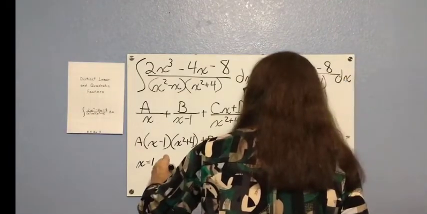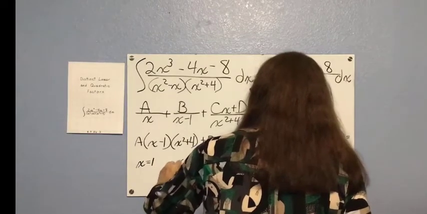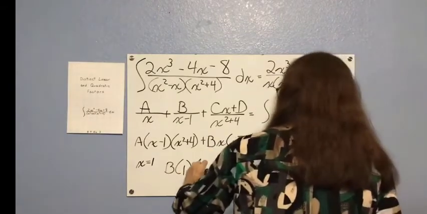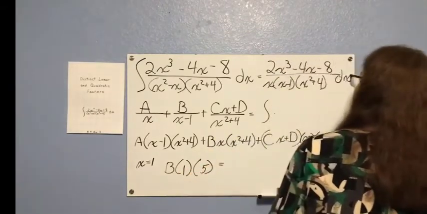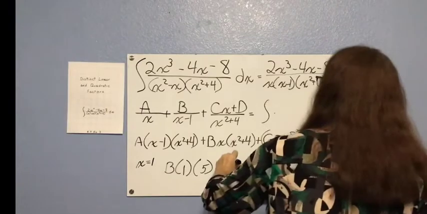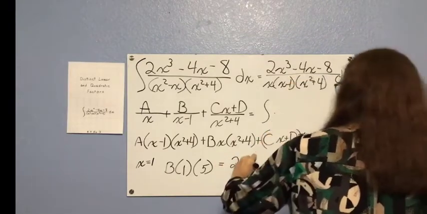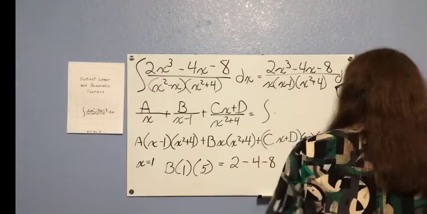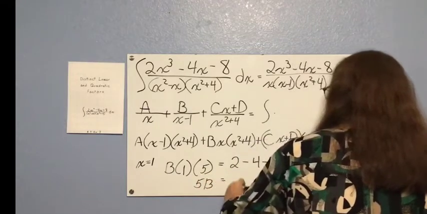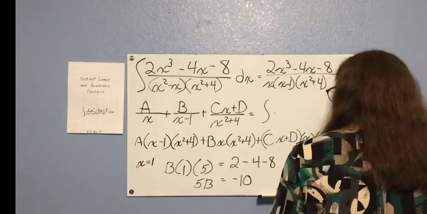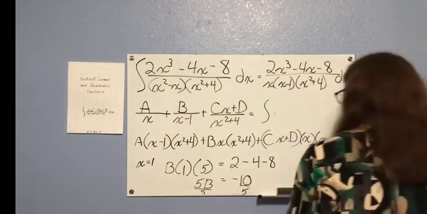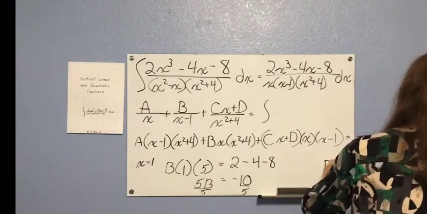So I'm going to have b times 1 times 1 plus 4, which is 5, is equal to, well, this is going to be 2 times 1, so 2 minus 4 minus 8. So I'm going to have 5b equals negative 10, and then when I divide by the 5, I get b equals -2.